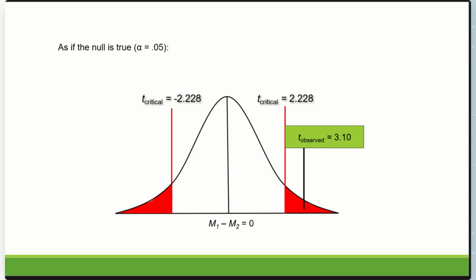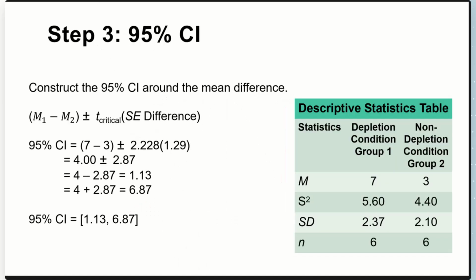The next part of step 3 is constructing our 95% confidence interval around the mean difference. So that looks like this. We're taking mean 1 minus mean 2 plus or minus t critical times standard error difference. We've had a lot of experience constructing confidence intervals over the course of the last few topics. So let's look at what this looks like for our example.